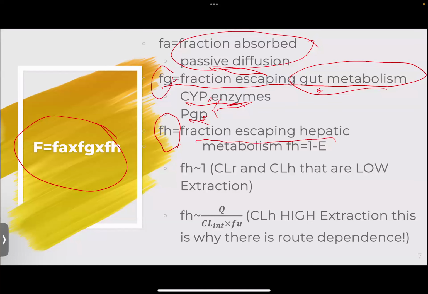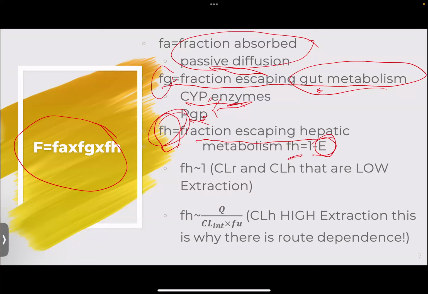And when we first studied bioavailability, we didn't really know much about hepatic clearance, but now we do, right? So we know that this FH is really dependent upon E, right? 1 minus E, our extraction ratio in the liver. And then we have to consider, do we have a low extraction or a high extraction drug?